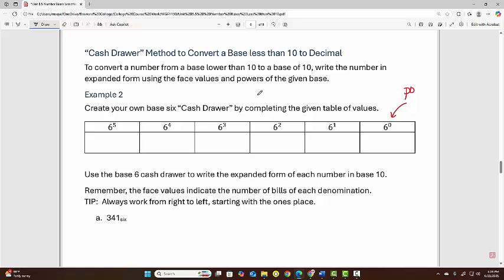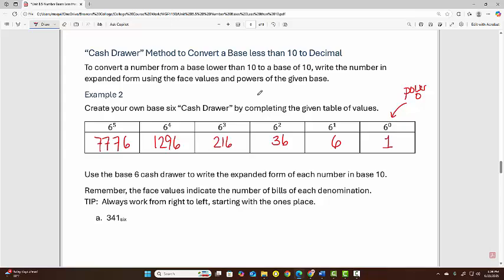Notice that this is a power of 0, which, by the way, any number to the 0 power is 1. So the first bill in the drawer, farthest to the right, will always have a denomination of 1. 6 to the first is 6. 6 squared is 36. 6 to the third power, if you multiply 36 times 6, you're going to get 216. 6 to the fourth is just 216 times 6, so that's going to give you 1296. One more factor of 6 will bring us to 6 to the fifth, which is 7776. Okay, so this is our cash drawer.